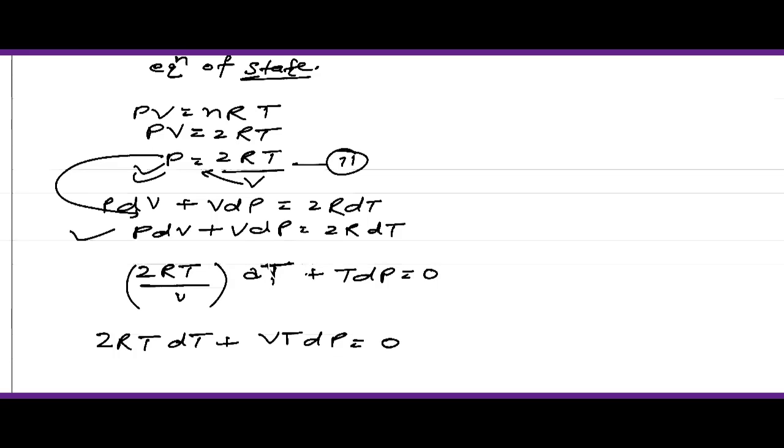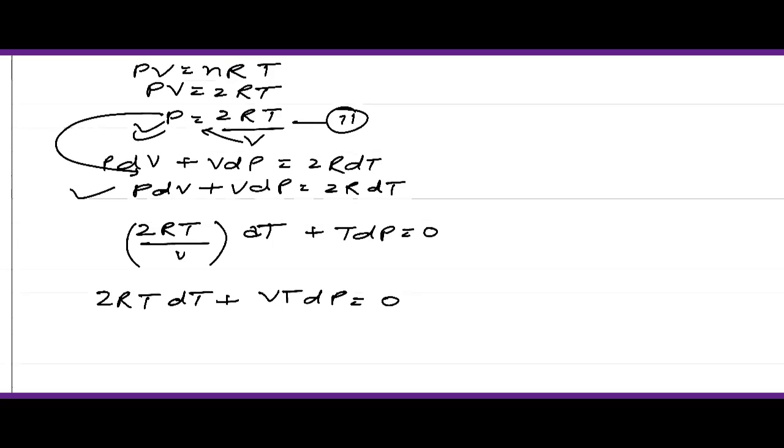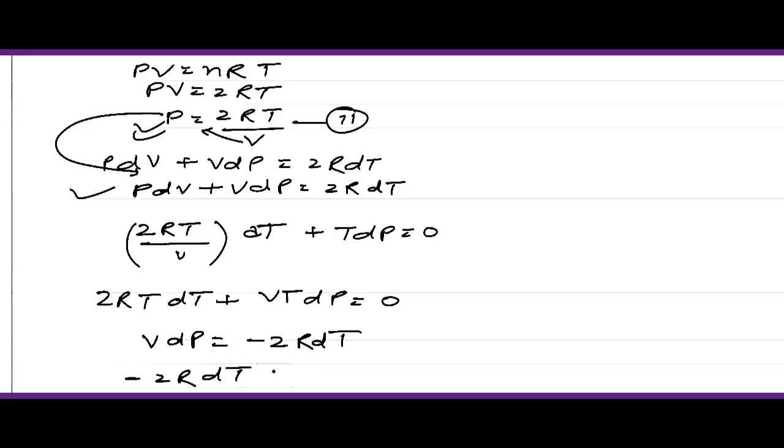This is T. Okay, this is T. I'm making it again. So this is nothing but the T. This is T. Okay, so now we can say that VdP, that will be equal to minus 2R dT. Okay, so from this equation we can say that minus 2R dT plus PdV, that will be equal to 2R dT.